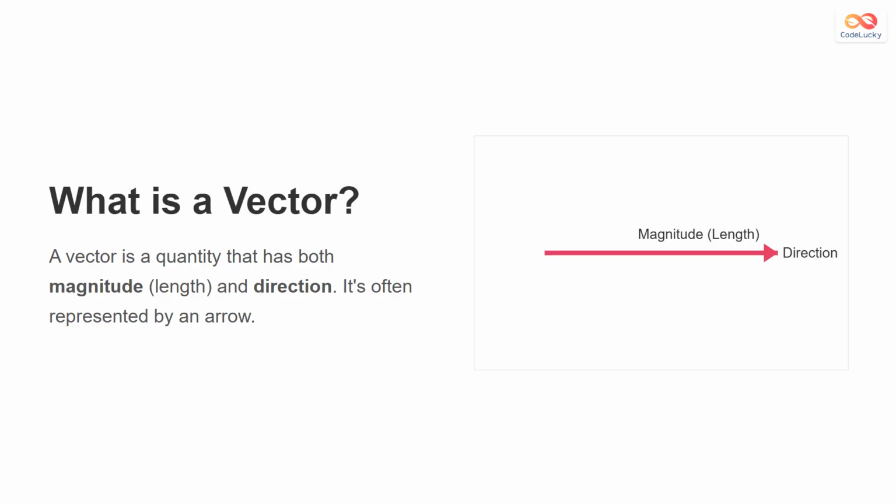First, let's quickly review what a vector is. A vector is a type of measurement that includes both a size, which we call magnitude, and a direction. Think of it as an arrow pointing the way, where the length of the arrow tells you the distance or strength.